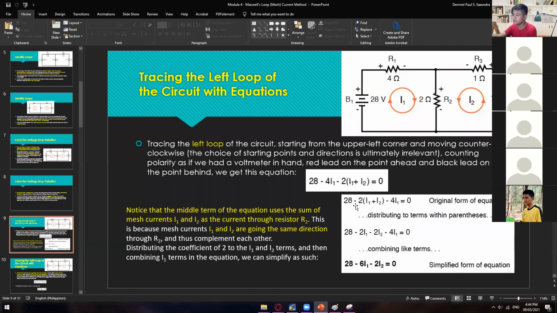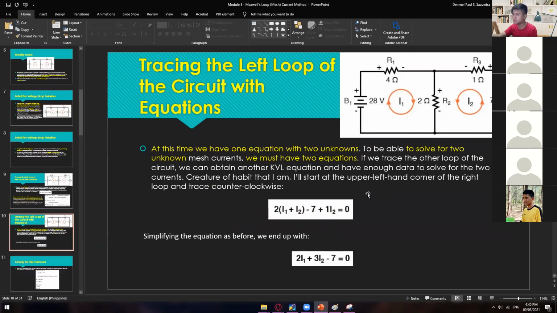Okay. So 28 minus -2 times I sub 1 times -2 I sub 2 minus 4 I sub 1. So from here, you can combine those two I sub 1. So -2 I sub 1 plus -4 I sub 1 will give you negative I sub 1. Okay. So here's now the simplified form of the equation. So yeah, that's it already for loop number 1. Moving on with loop number 2.